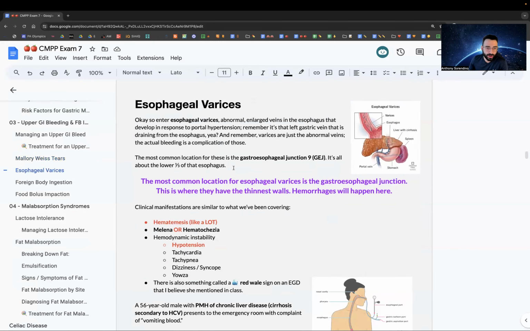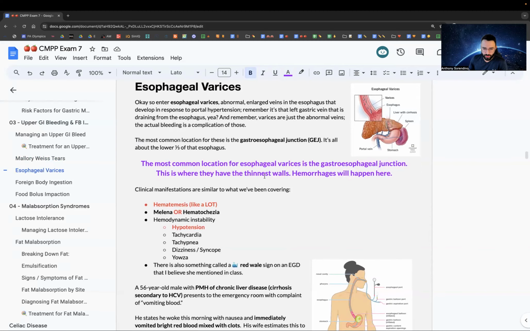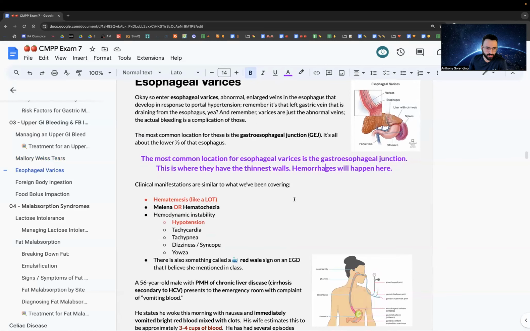Okay, so esophageal varices. We've heard about these quite a bit. These are the abnormal enlarged veins in the esophagus from that buildup in portal hypertension. Remember, it's that left gastric vein that is contributing here. And the most common location for these is the gastroesophageal junction. So the GEJ, again, it's all about that lower third of the esophagus. That's where the veins have the thinnest walls, I believe. So that's where hemorrhages are going to happen.